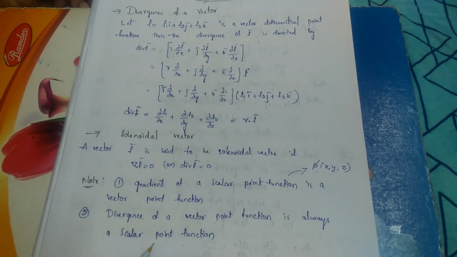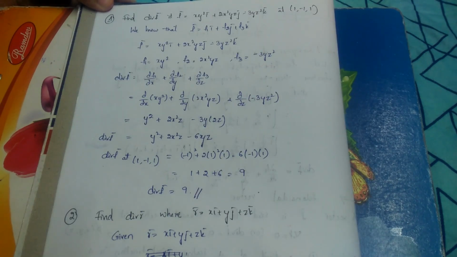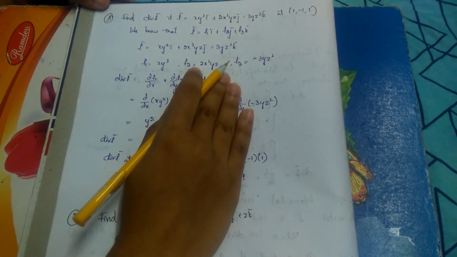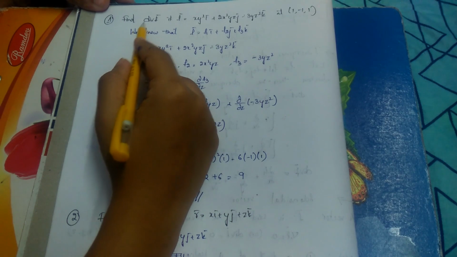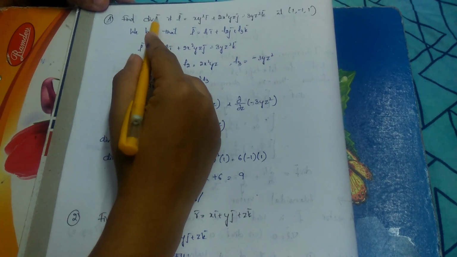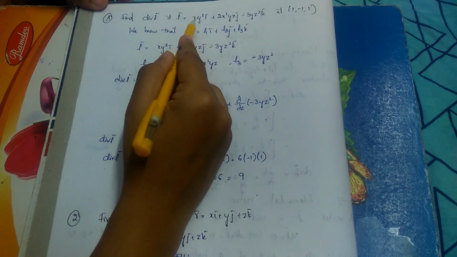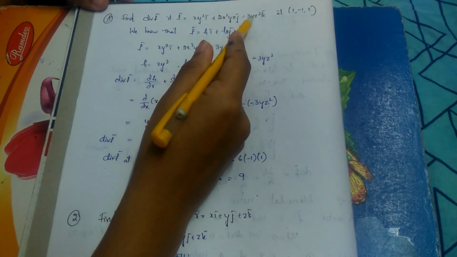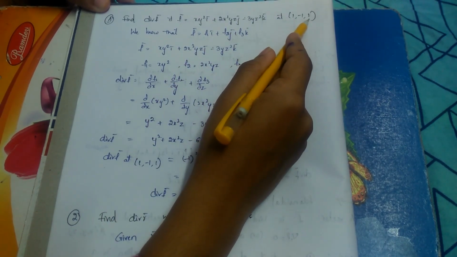So to understand this more clearly, I'll explain one problem. Here we shall go through a few important problems on divergence and solenoidal vector. So the first question: find the divergence of the vector f bar, that is div f bar, if f bar is xy square i bar plus 2x square yz j bar minus 3yz square k bar at the point 1 comma minus 1 comma 1.